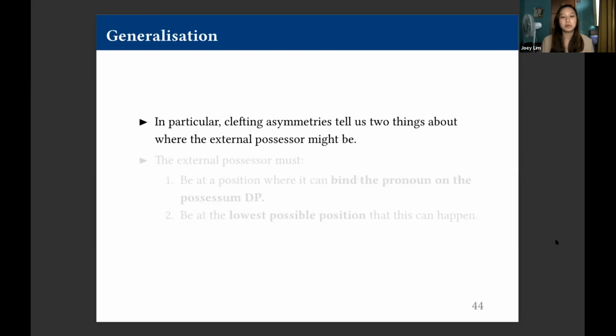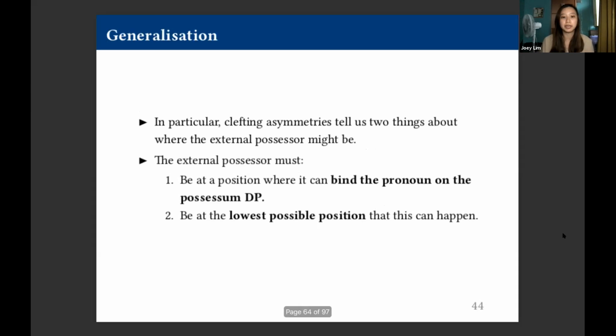In particular, we will see that the external possessor must be at a position where it can bind the pronoun on the possessum DP, but it must do so at the lowest possible position. Now let's consider each one of these cases.